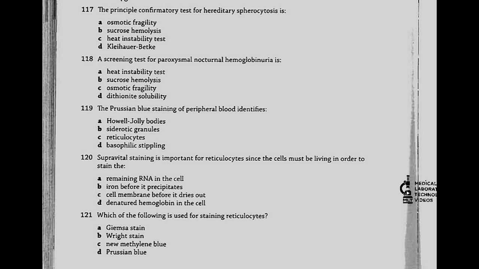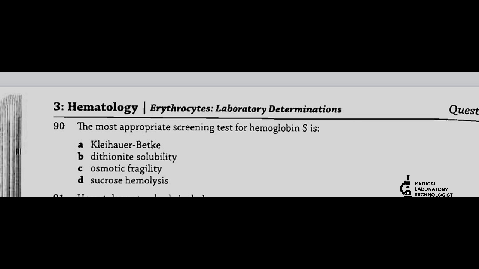Next question is question number 121. Which of the following is used for staining reticulocytes? Option A, Giemsa stain; option B, Wright stain; option C, new methylene blue; option D, Prussian blue. And the answer is option C. New methylene blue is used for staining reticulocytes, and using supravital stain, residual ribosomal RNA is precipitated within the reticulocytes. And why do we call this supravital stain? As you know, there is no fixation for this staining.